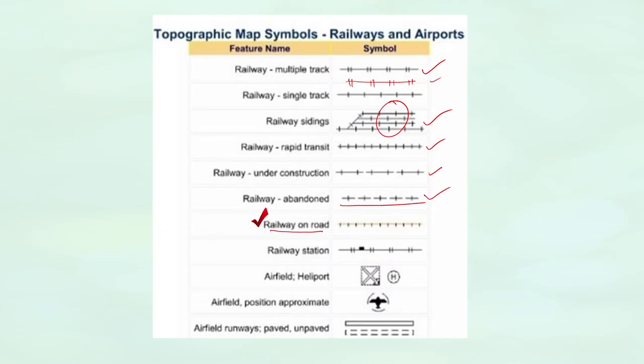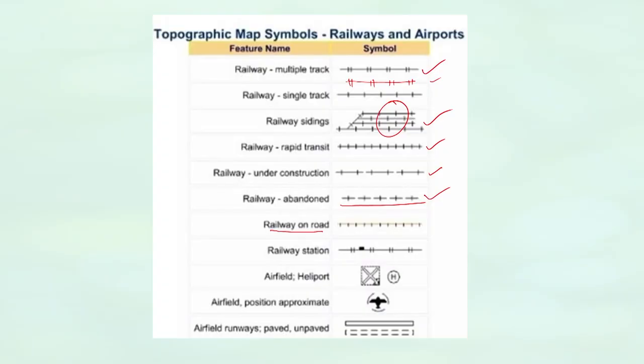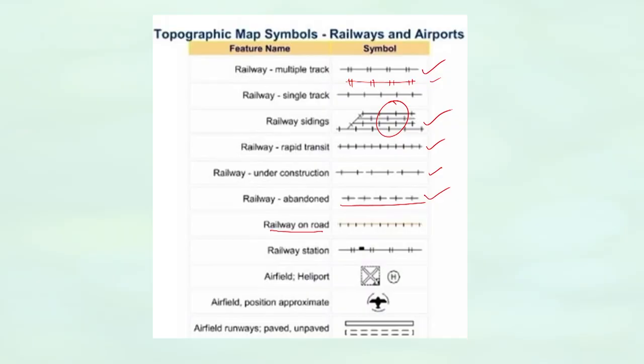Railway on road, on bus route. We know most bus routes will have a level crossing with a train route, right, and there will be security. So, that kind of railway gate where the railway route is merging with road transport routes will be represented like this. Next, railway station or junction will be represented like this.